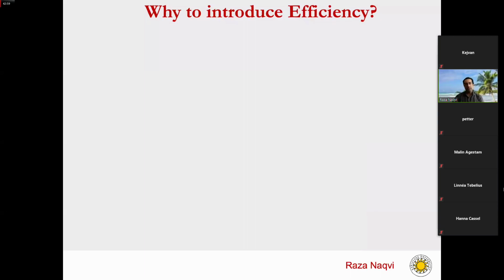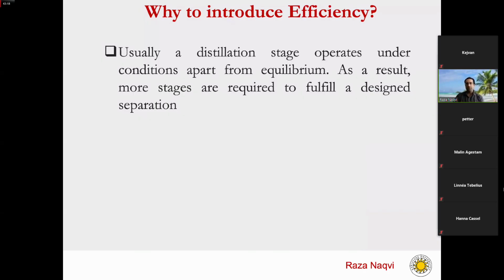So theoretically it is fine. You can calculate that, okay, we will require 10 plates, 11 plates, 20 plates, theoretically. But when you design your distillation column for a real purpose, for a practical application, we have to consider the efficiency of the tray, the efficiency of the stage. That's why we include efficiencies. Normally we have distillation stages that operate under conditions which are apart from the equilibrium.